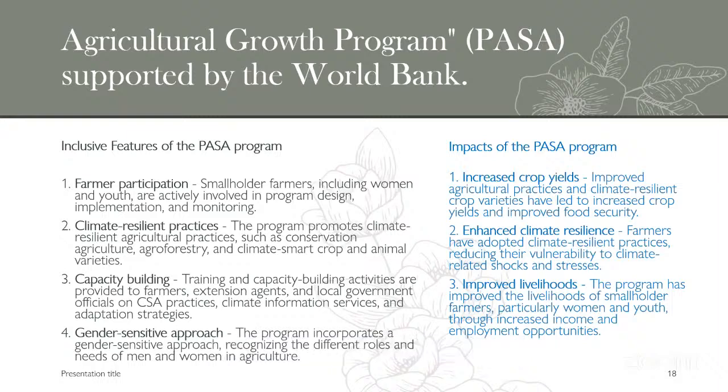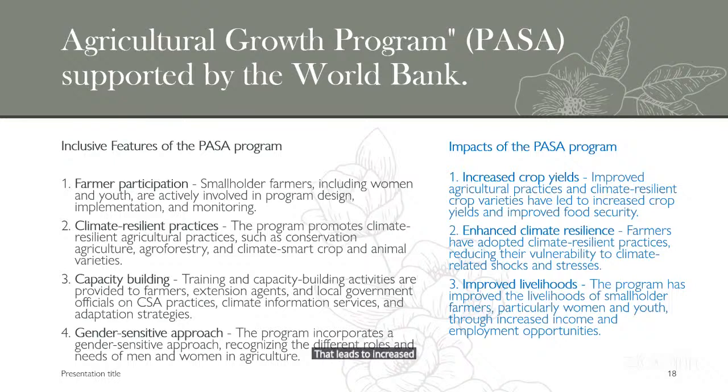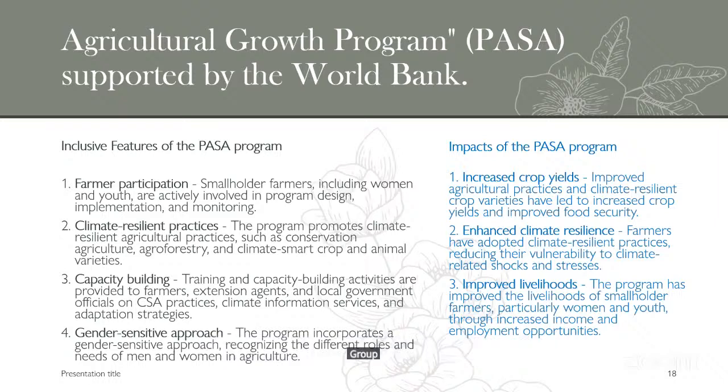So after implementation, during the implementation processes, you see that there were improved agricultural practices and climate resilient crop varieties that led to increased crop yields and improved food security. So the climate resilient crop variety makes this one a climate smart kind of an agricultural practice.